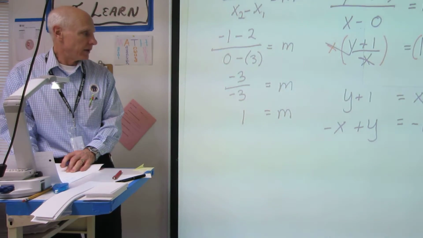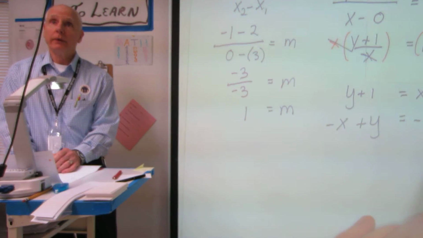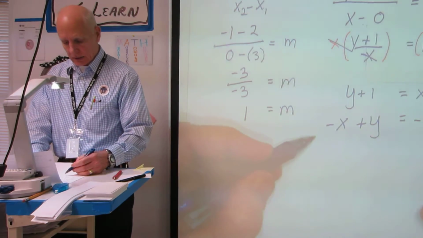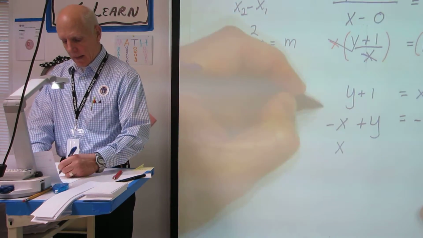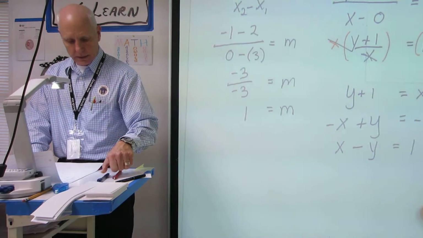We're still not in standard form. We have to multiply everything through by -1, or simply change the signs. And so that gives us x minus y equals 1.